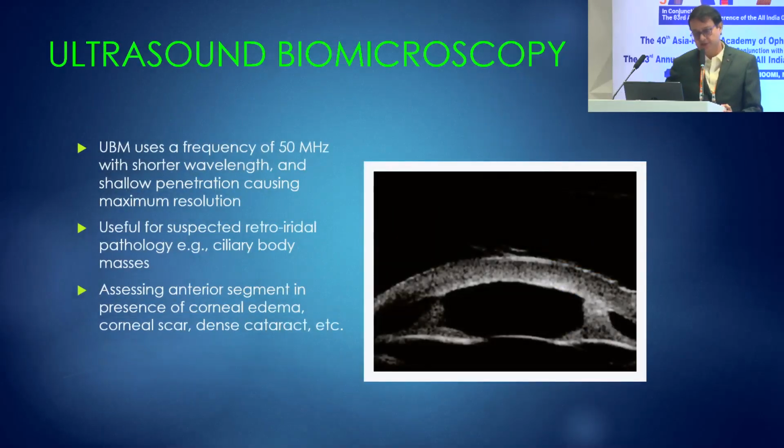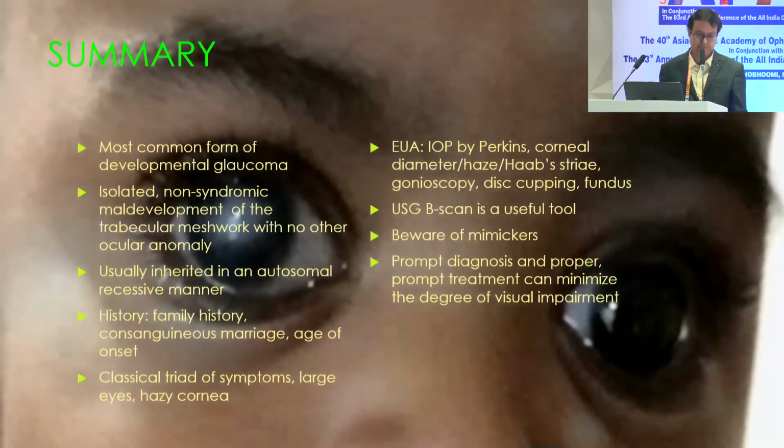UBM, when it is available, can be used in certain situations. We know UBM uses a frequency of about 50 megahertz with shorter wavelength and shallow penetration, causing maximum resolution. It's useful for suspected retrolental pathology, for example ciliary body masses. Also useful for assessing the anterior segment in the presence of corneal edema, corneal scar, dense cataract, etc.